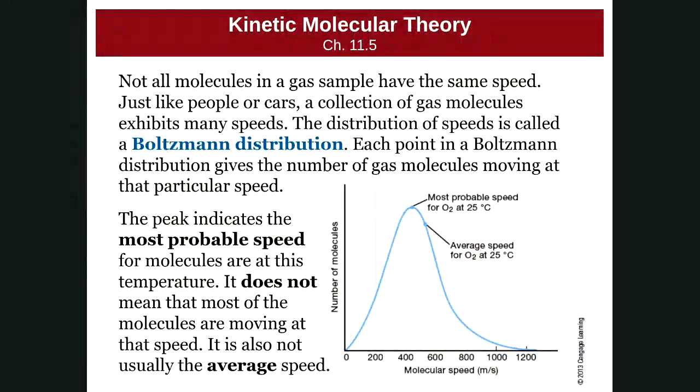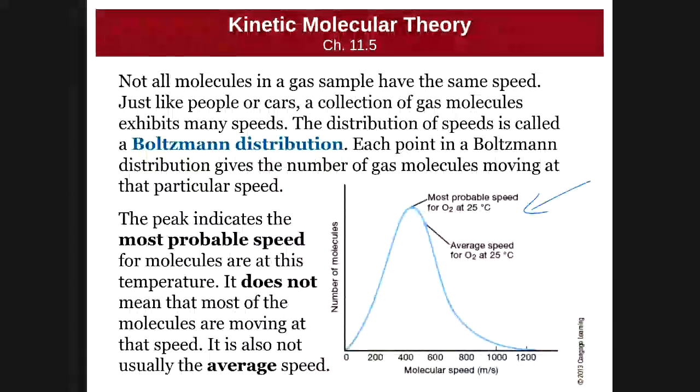Just like people or cars, the collection of gas molecules exhibits many possible speeds. I'm not very fast, and I know Usain Bolt is very fast. So we are both people, but we don't move at the same speed, just like gas molecules. So the distribution of the speeds of these gas molecules is called a Boltzmann distribution, and it looks like this.